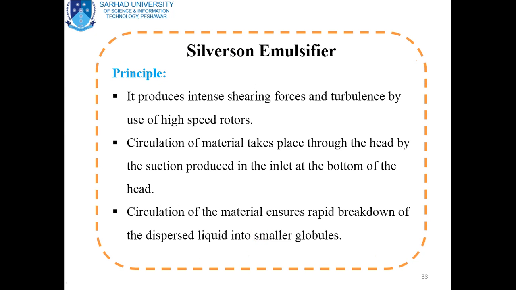Silverson emulsifier is one of the popular pieces of equipment used for emulsification, and its principle is that it produces intense shearing forces and turbulence by use of high speed rotors. Circulation of material takes place through the head by suction produced at the inlet at the bottom of the head. Circulation of the material ensures rapid breakdown of the dispersed liquid into small droplets. As you know, an emulsion is a biphasic system consisting of two immiscible liquids in which one phase is dispersed throughout the other in the form of small droplets or globules. The circulation of the material in this case ensures rapid breakdown of the dispersed liquid into small globules.